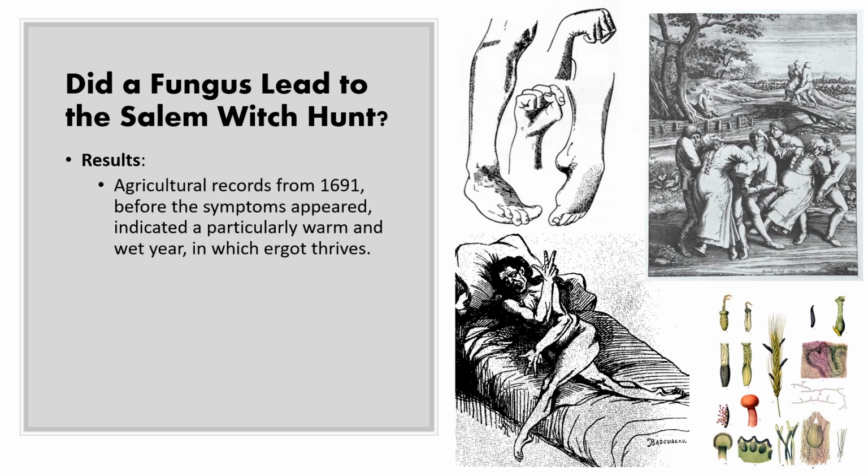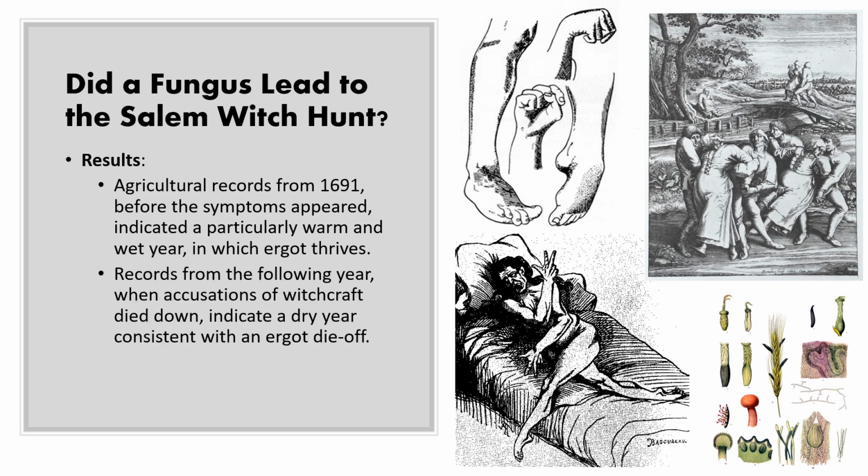Now, when they actually looked at agricultural records of 1691, they found that that was a particularly warm and wet year, which is when ergot thrives. So when the symptoms started to appear, that was after a period of time when ergot possibly could have been in the grain source, and so what people were eating. The records from the following year, when the accusations of witchcraft then died down, was a dry-off year, and there was an ergot die-off, and so you wouldn't have more people being accused of witches because there isn't any ergot anymore.